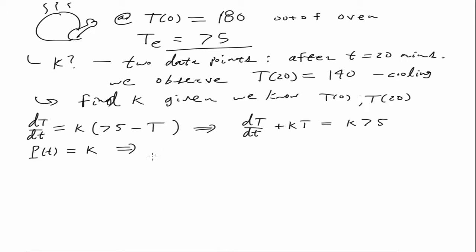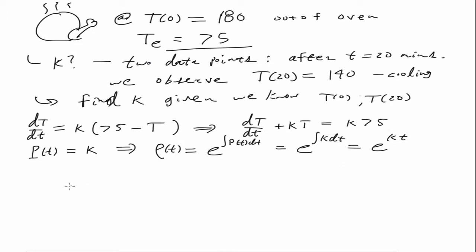And that means my integrating factor, rho of t, is going to be e to the antiderivative of P of t dt, the antiderivative of P of t, which is going to be e to the antiderivative of k dt, and that's going to be e to the kt.